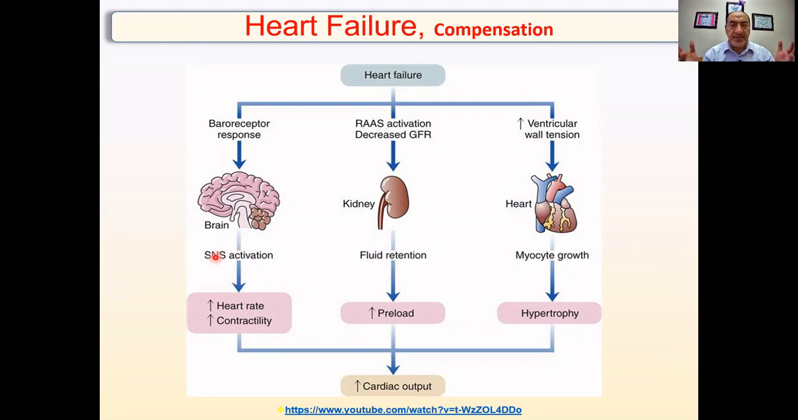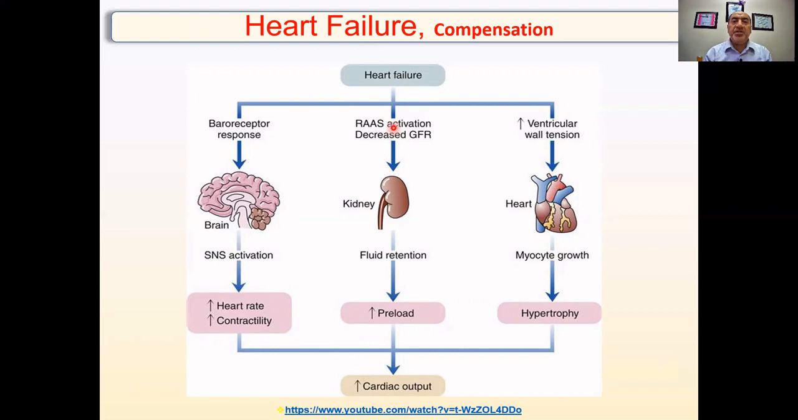We know sympathetic nervous system will increase the heart rate and also will increase the contractility of the heart. This is what will do, it will increase the cardiac output, because heart rate more, contractility will increase stroke volume, heart rate times stroke volume equals cardiac output. Okay. This is number one. Number two, there is less renal perfusion.